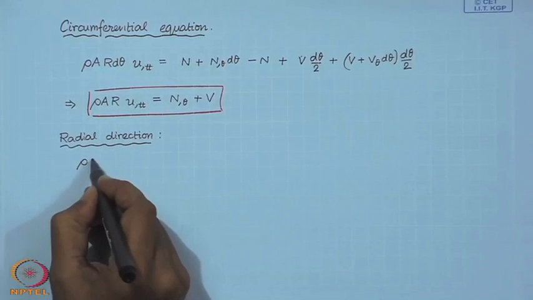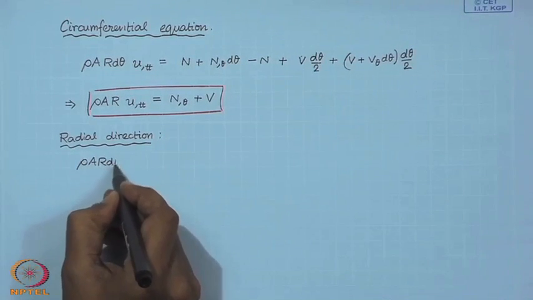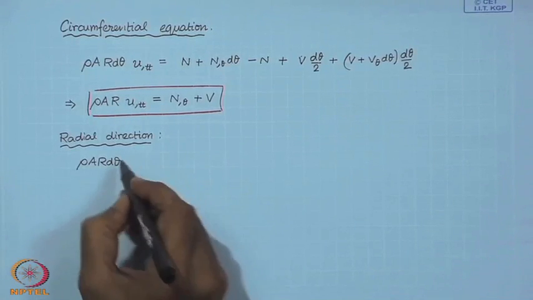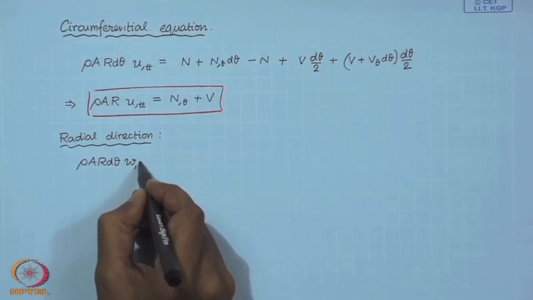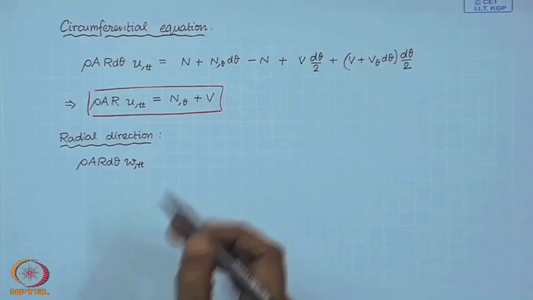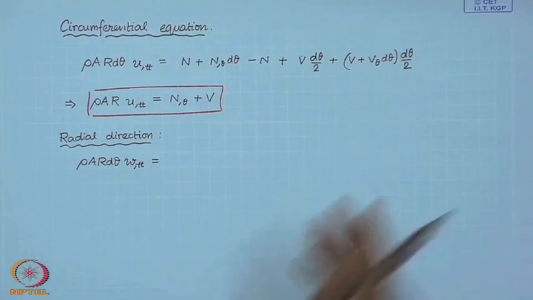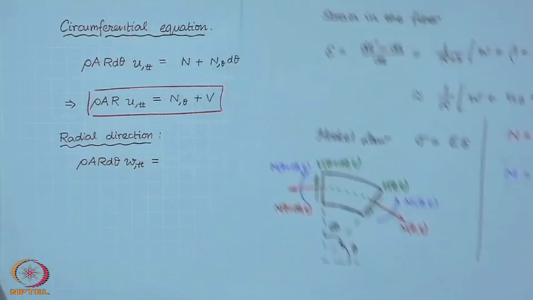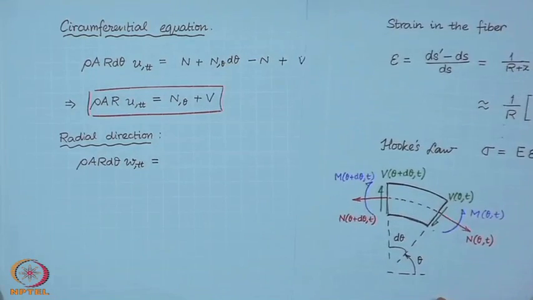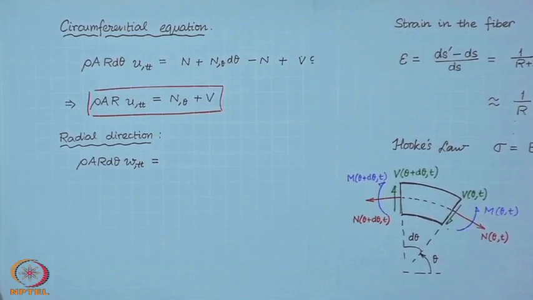So, once again, rho A r d theta, the mass of the little element, times the acceleration in the radial direction must be equal to the summation of all forces in the radial direction. So this is what we have.